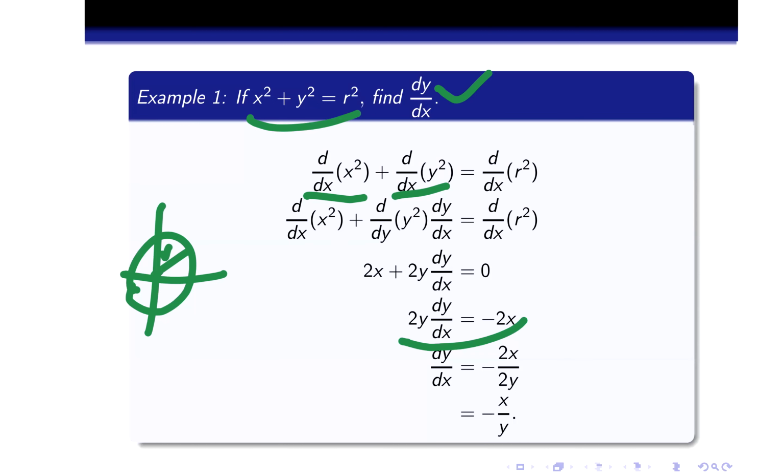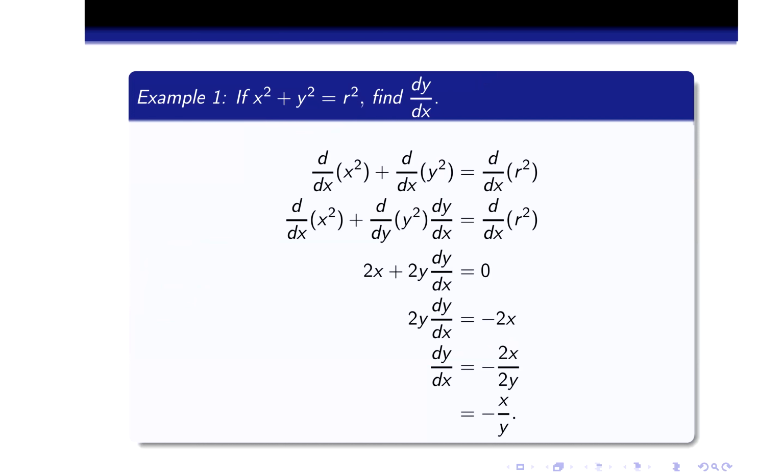So you have to divide both sides by 2y. This cancels out, so you have dy dx equals minus 2x over 2y. So 2 cancels out, and you have minus x over y. So the derivative of the equation of a circle centered at the origin is actually minus x over y. That's a very simple application of implicit functions.